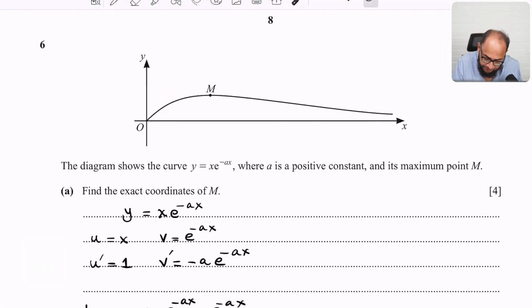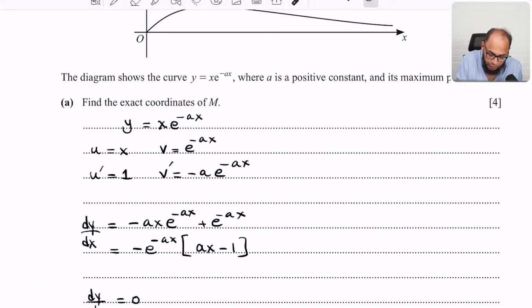Now it says that the diagram shows the curve where a is a positive constant and its maximum point M, so that is the maxima. Find the exact coordinates of M. So this is a question of product rule. So y is equal to x e raised to the power of minus ax.